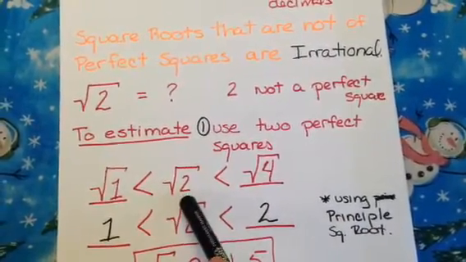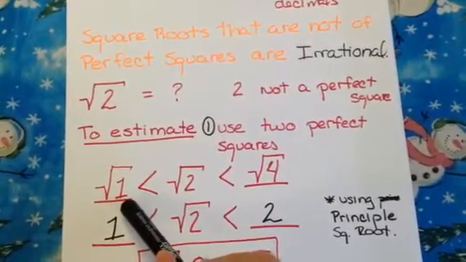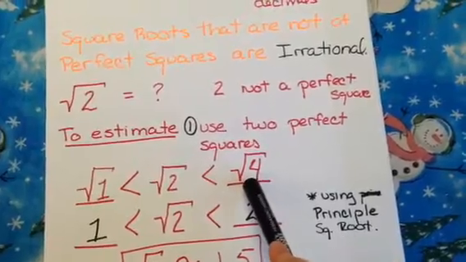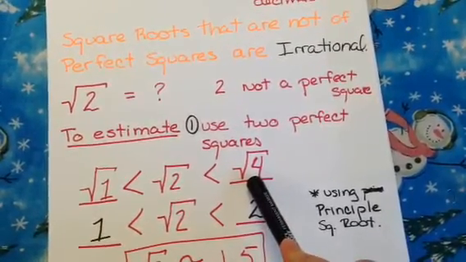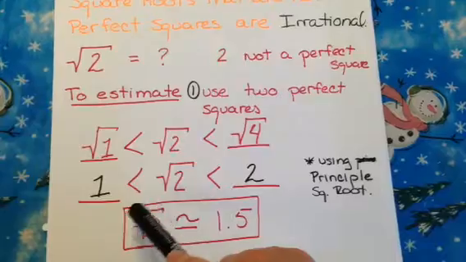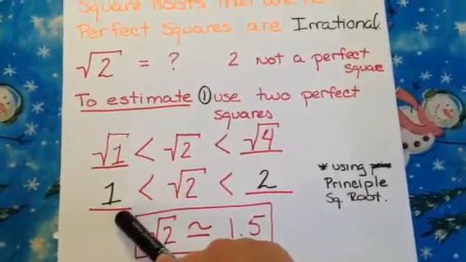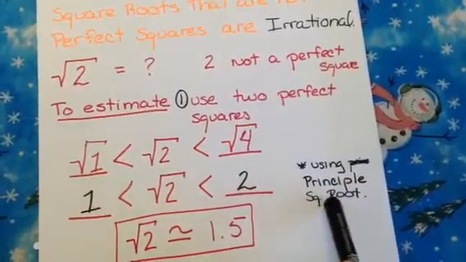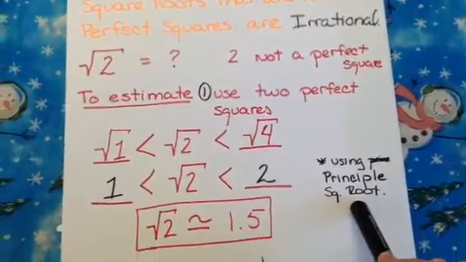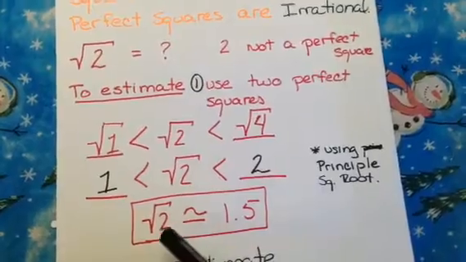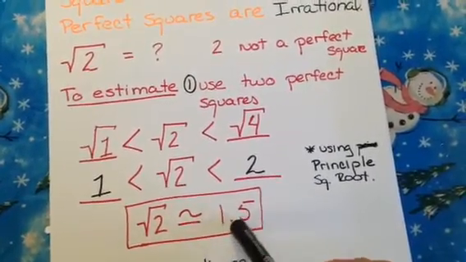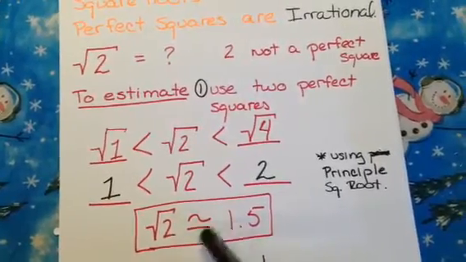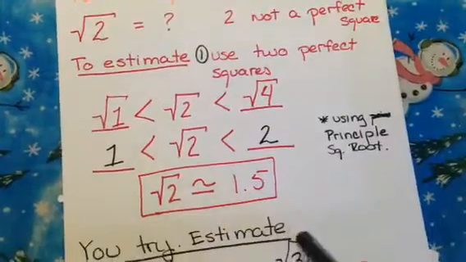For square root of 2, the next smallest perfect square would be square root of 1. The next largest perfect square would be 4, so square root of 4. So we know that square root of 2 is going to be greater than 1, because that's the square root of 1, and less than 2, square root of 4. Notice we're just using our principal square roots, so just the positives. This means that the square root of 2 is approximately equal to 1.5. And at this point we can add our plus and our minus because it is a square.